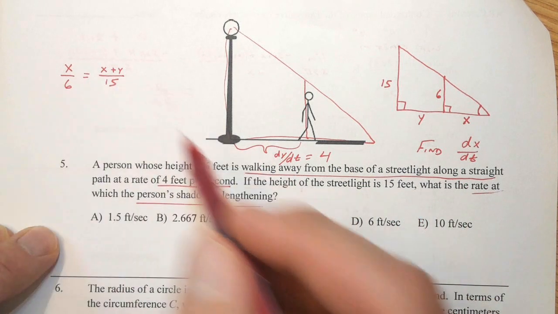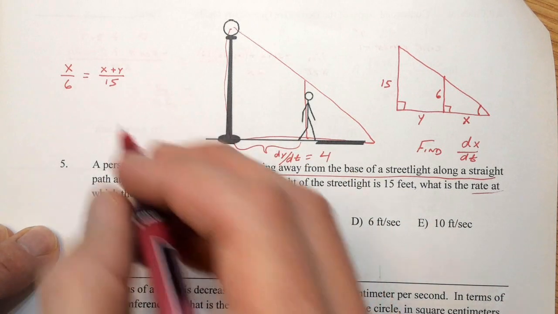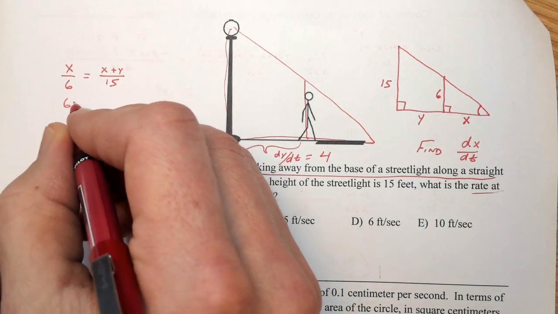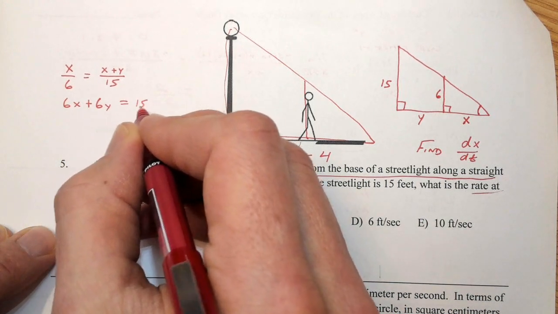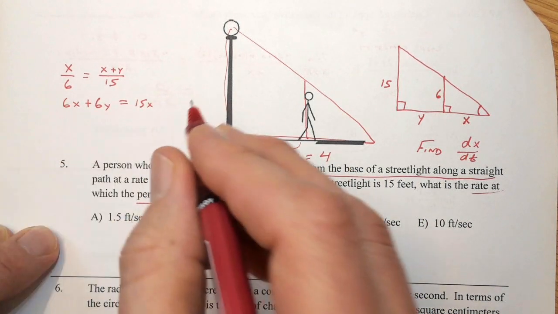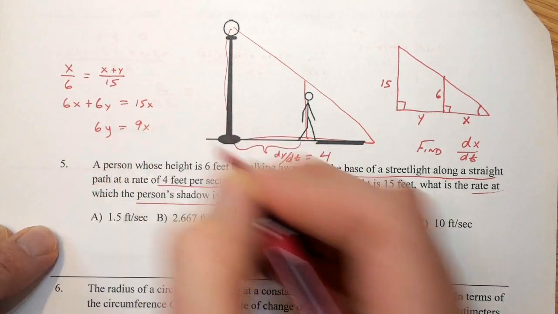So how you want to go about this is totally up to you. If you're not a fan of fractions, since we have a proportion, we can cross multiply. So we actually have 6x plus 6y is equal to 15x. And then we can move 6x over to the right side. So we actually have the equation 6y is equal to 9x.